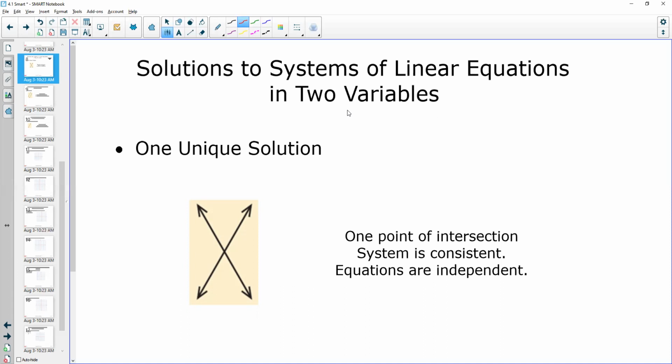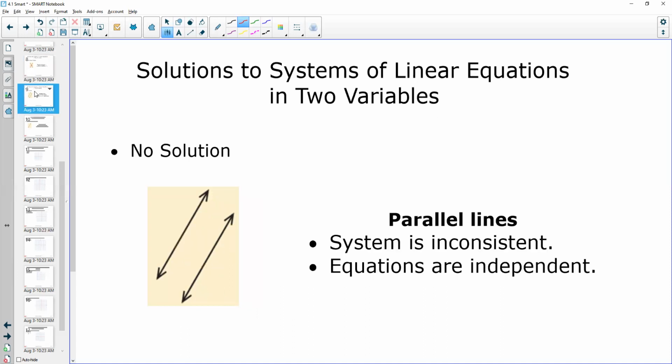When this is the case, there's one point of intersection. The system is consistent and the equations are independent. Those are those words we saw earlier. When there's no solution, these are parallel lines. The systems are inconsistent because they never cross. And the equations are independent because it's two different lines, okay?